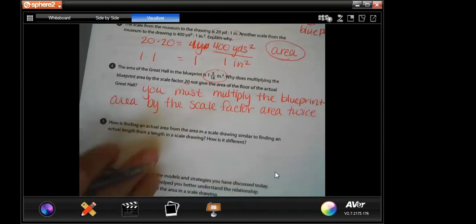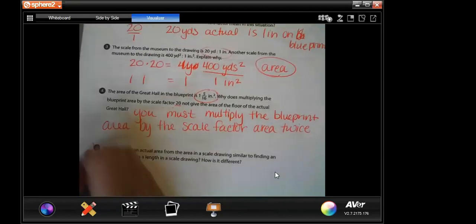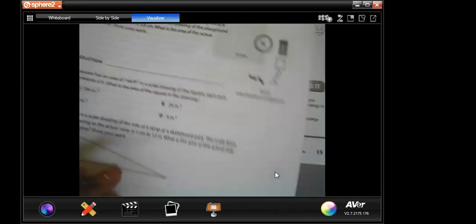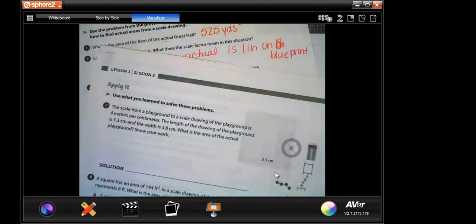All right, we're going to skip 5 and 6 on this. Moving on, let's take a peek at number 7 on page 18.